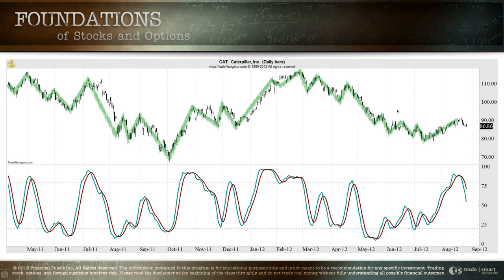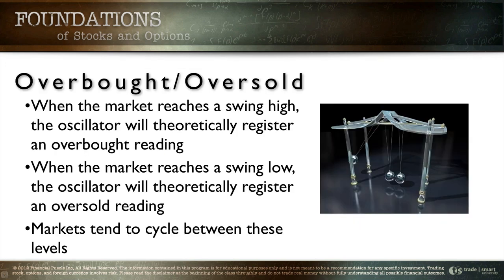Okay? Now, as we think about overbought, oversold, understand this. When the market reaches a swing high, the oscillator will theoretically register an overbought reading. When the market reaches a swing low, the oscillator will theoretically be registering an oversold reading. And of course, as we've already addressed tonight, markets tend to cycle. And they tend to cycle between these levels or these momentum swings that we would call swing highs and swing lows.